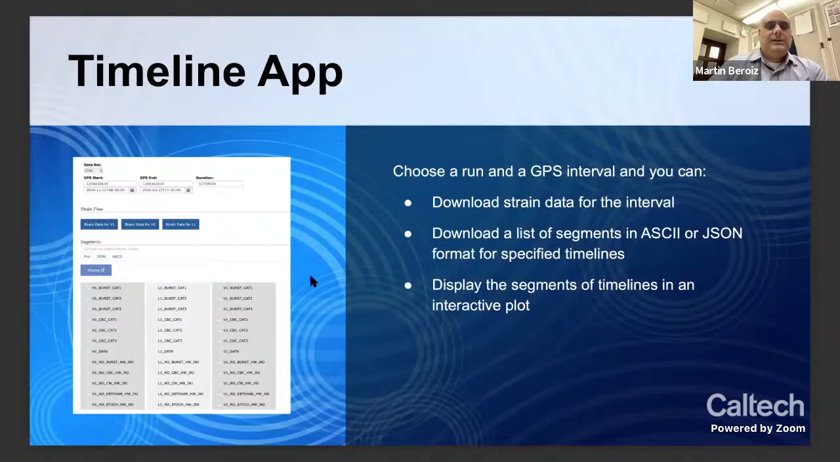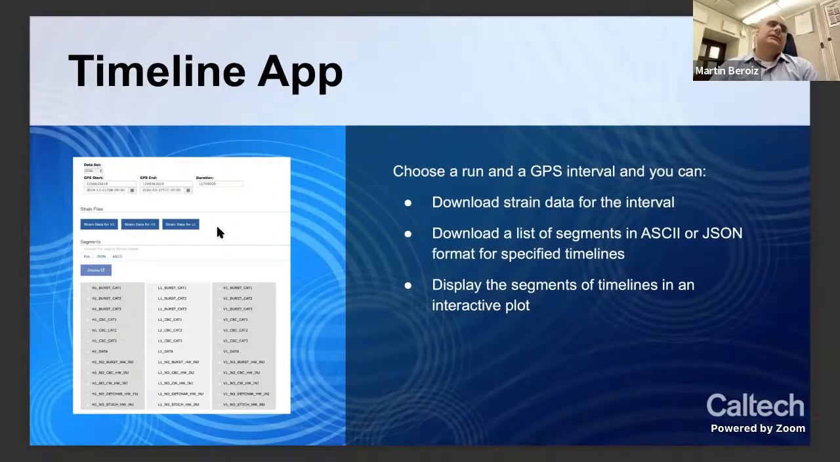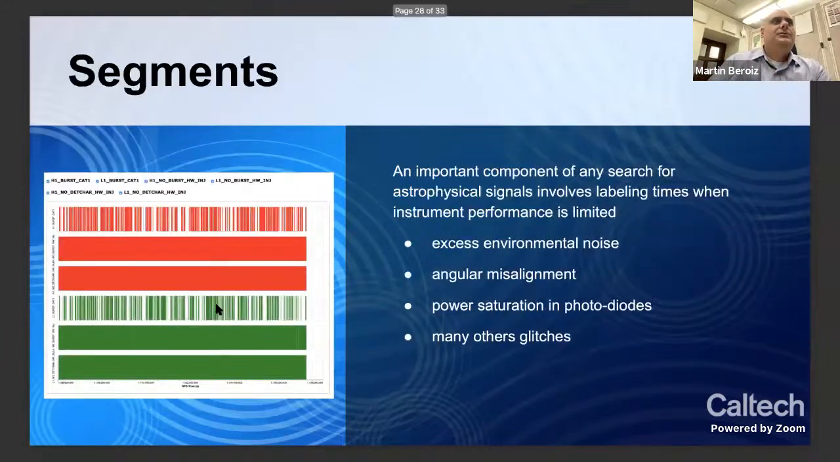And then once you fix the time interval you're interested in, you can either download strain data for each one of the observatories that were active at that time, or you can download a list of segments in JSON format or ASCII format. Or if you're not interested in the actual numbers, but you want to just visualize how they look in the timeline, then you can use this plot thing. You just have to select the type of segment that you're interested in. Click on that display button, and it will take you to this page where you can visualize the segments better.